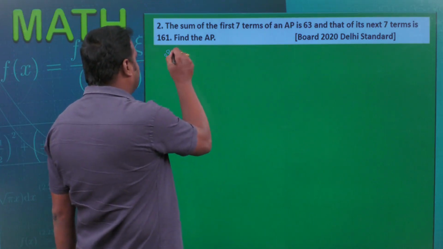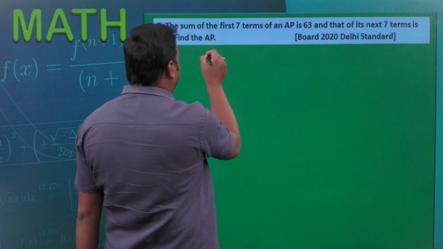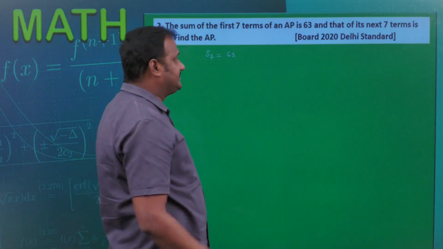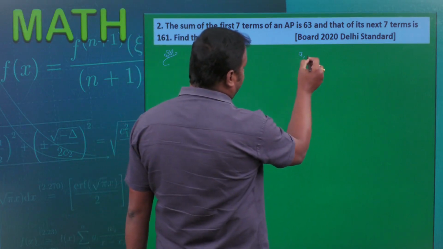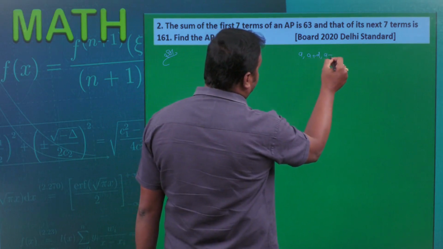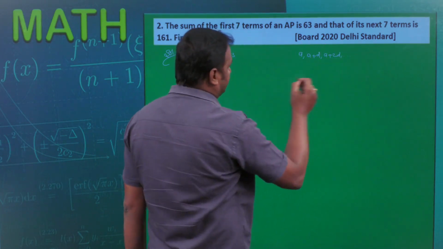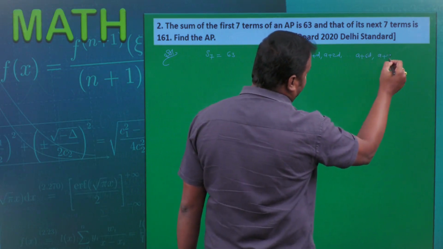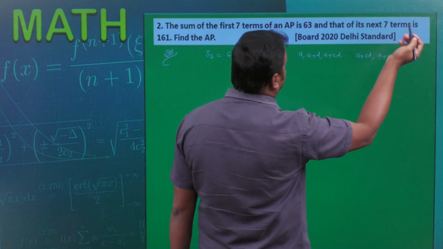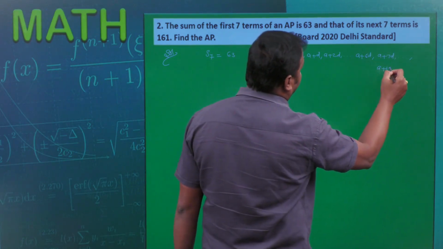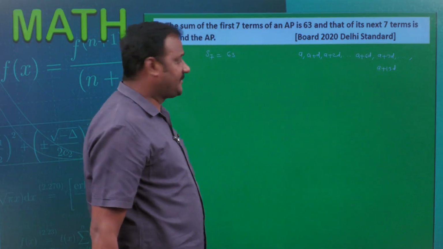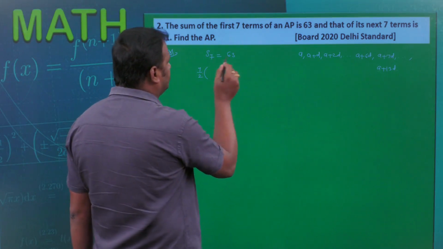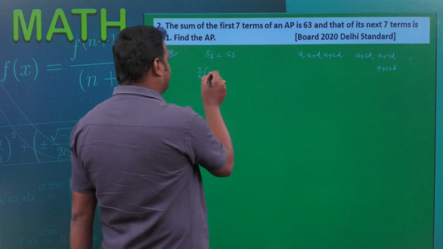So according to the given problem, sum of first 7 terms of an AP, directly we can write it as S7 is equal to 63. S7 means the terms are going to be A plus D, A plus 2D and so on. Seventh term is A plus 6D and eighth term A plus 7D and so on. What is the last term? 14th term, right? The 14th term is A plus 13D. So these are the terms of the arithmetic progression. Now here sum of first 7 terms is nothing but 7 divided by 2 into A plus A7. A is equal to A only.